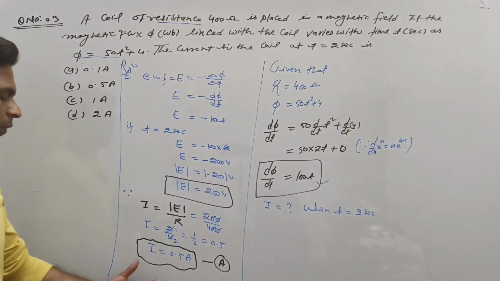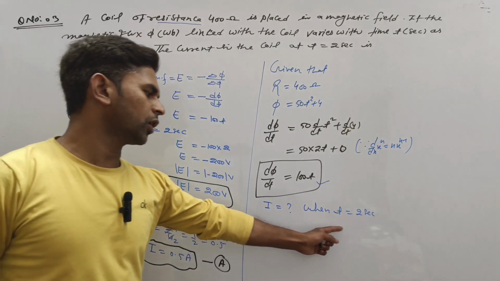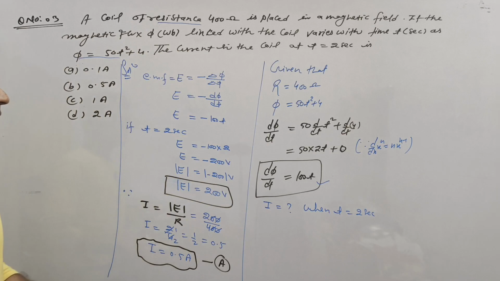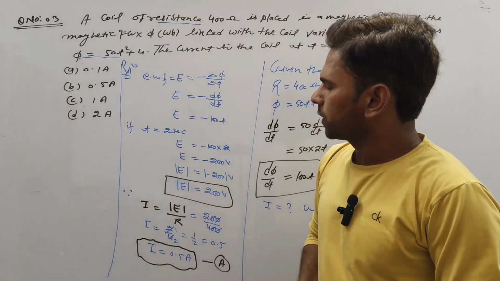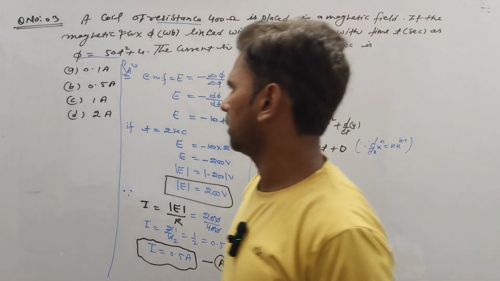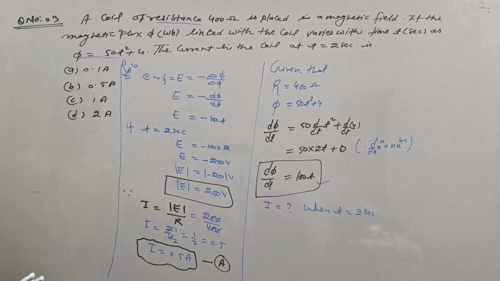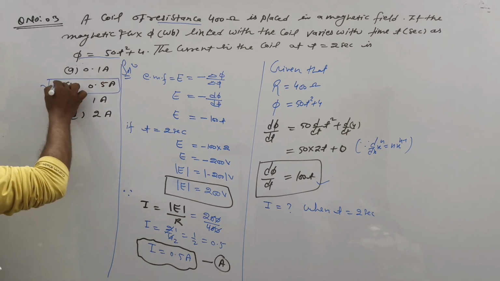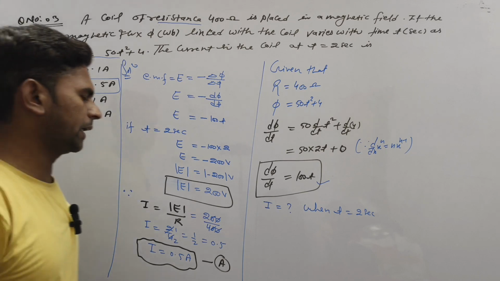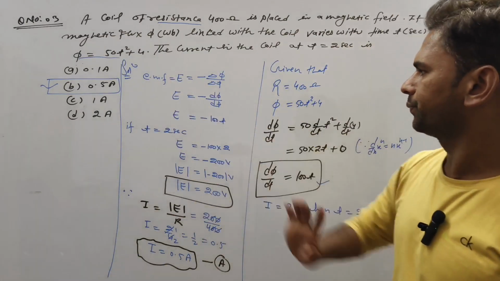So this is the value of current after t equal to 2 seconds. This is a very simple calculation. You know very well which option is correct. You can just match here 0.5, so 0.5 is option B. Option B is the correct answer of this problem, so you can just put the tick in option B.